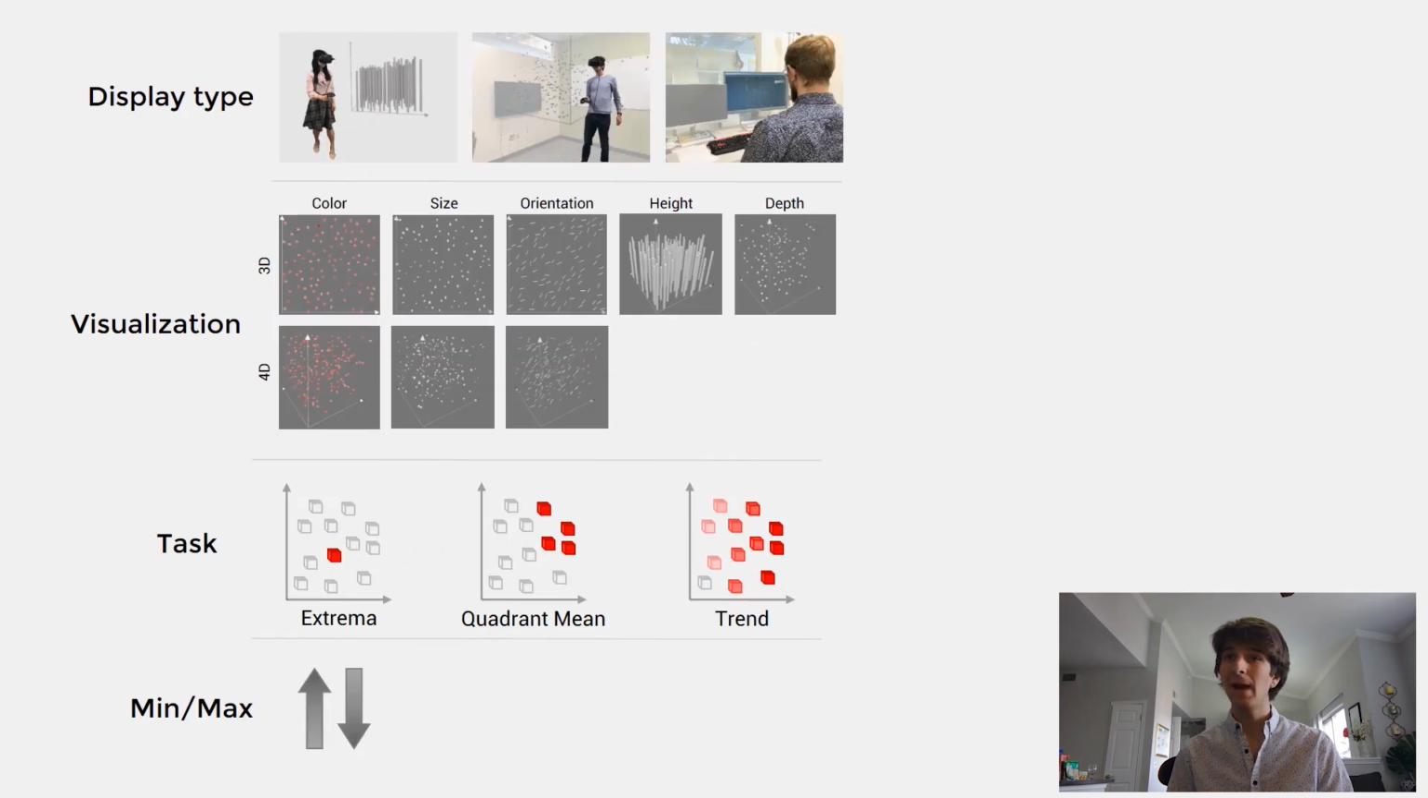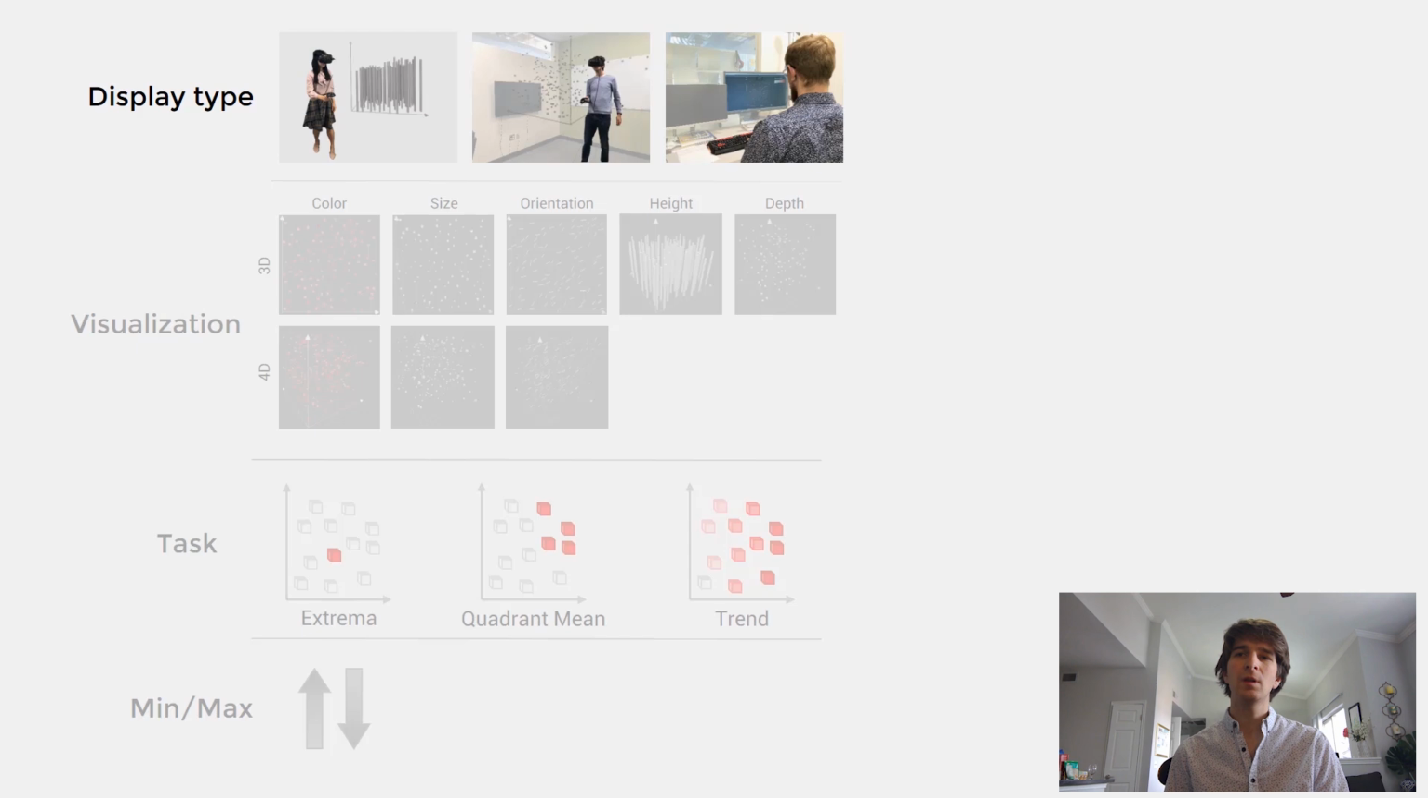We ran a 3x8 by 3x2 mixed factors study with display type distributed between our 42 participants and all other factors within participants. Our aim was to get at these differences in visualization perception for different immersive displays, considering several visualization designs and tasks. So first we looked at 3 different display types. The desktop condition allowed participants to look at visualizations on a 2D monitor.